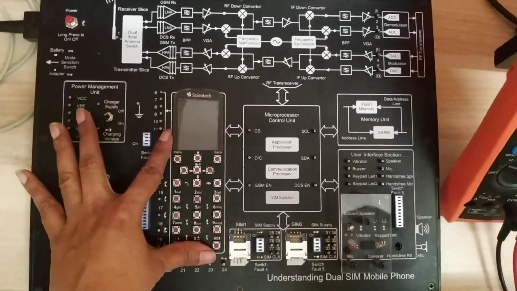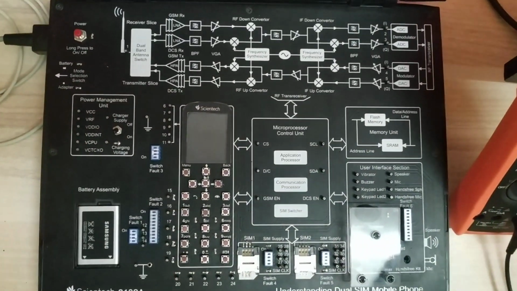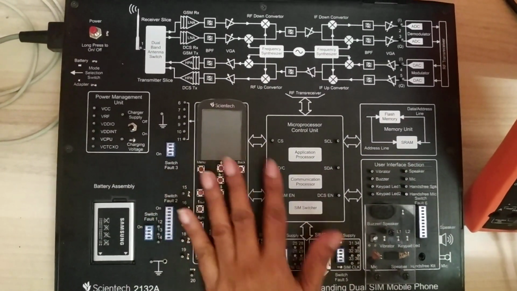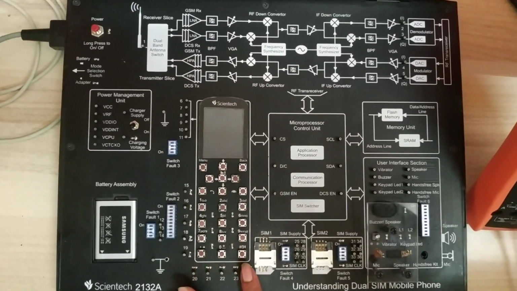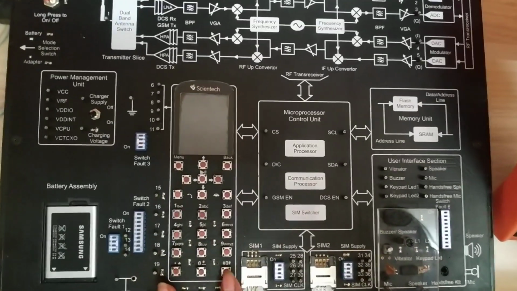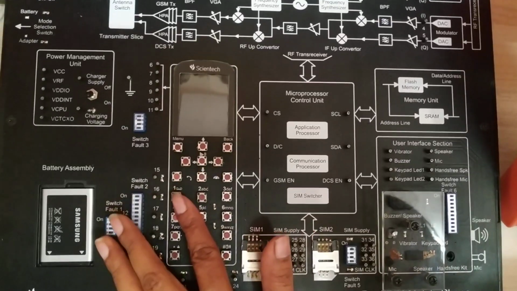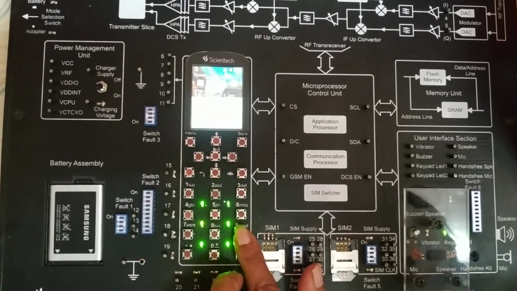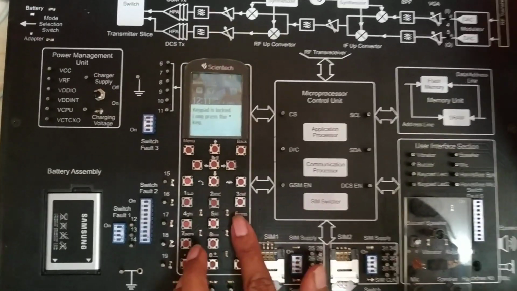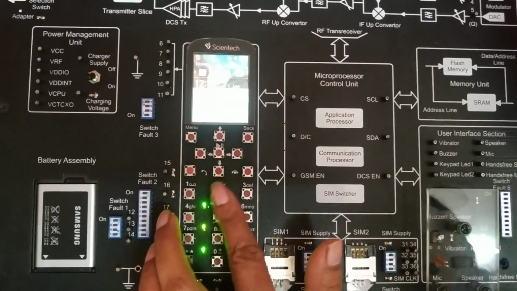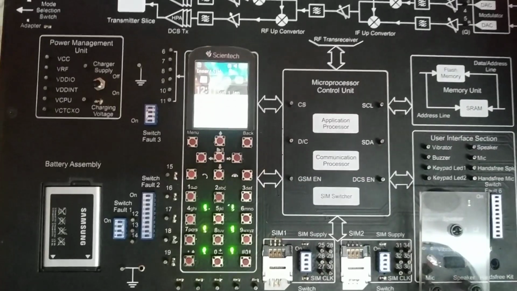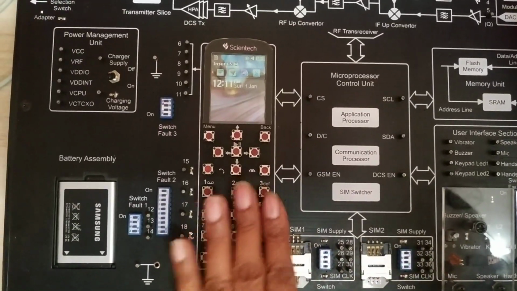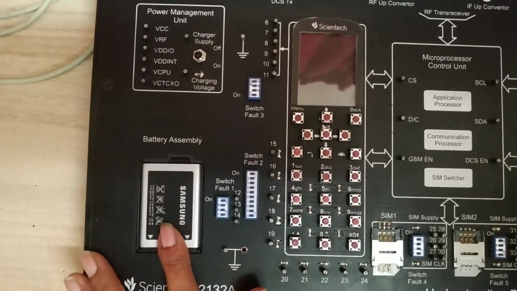Okay, so this is our dual SIM mobile phone. Simple phone is there having the keypads. So this is the inside structure of the keypad. The keypad uses push button switches. Whenever you press a push button switch, that particular number gets dialed. Okay, so this is your phone keypad section. This is the battery assembly section.